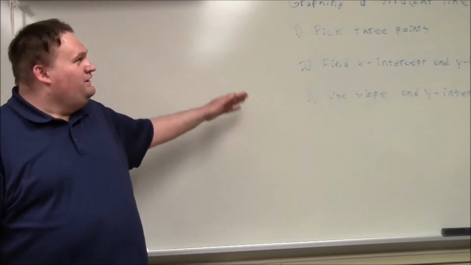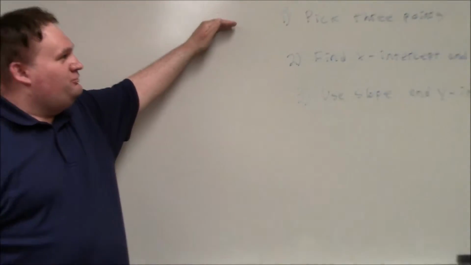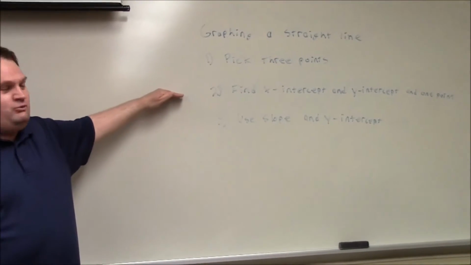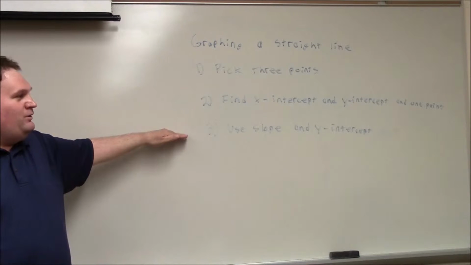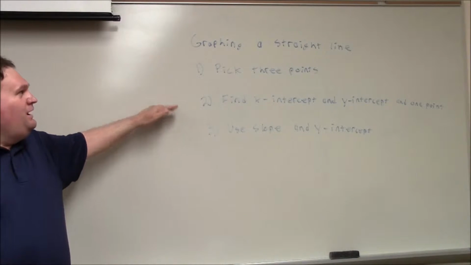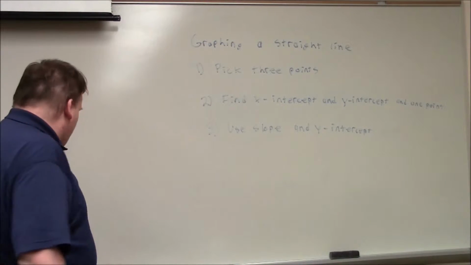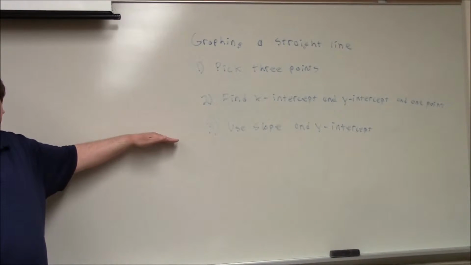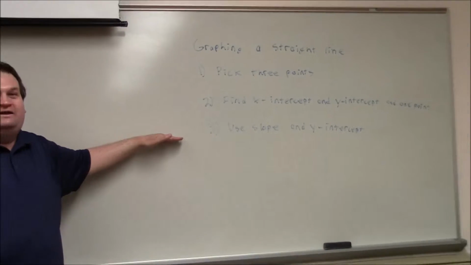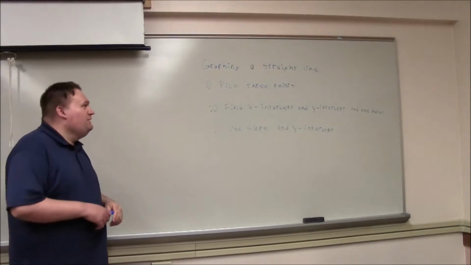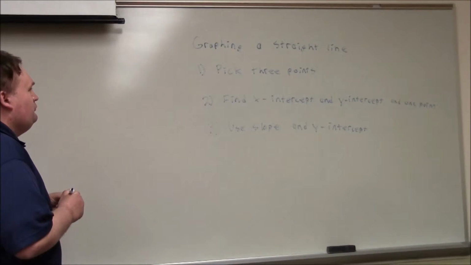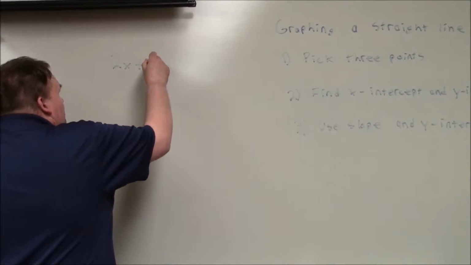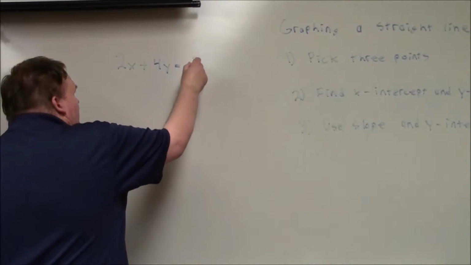As you can see here, we have three ways. We can pick 3 points, we can find the x-intercept and the y-intercept and then pick another point, or we can use the slope and the y-intercept to graph a line. I'm going to do each one, and you're going to notice that each way will give us the same graph, or hopefully it will give us the same graph. So I'm going to use this equation, 2x plus 4y equals 8.